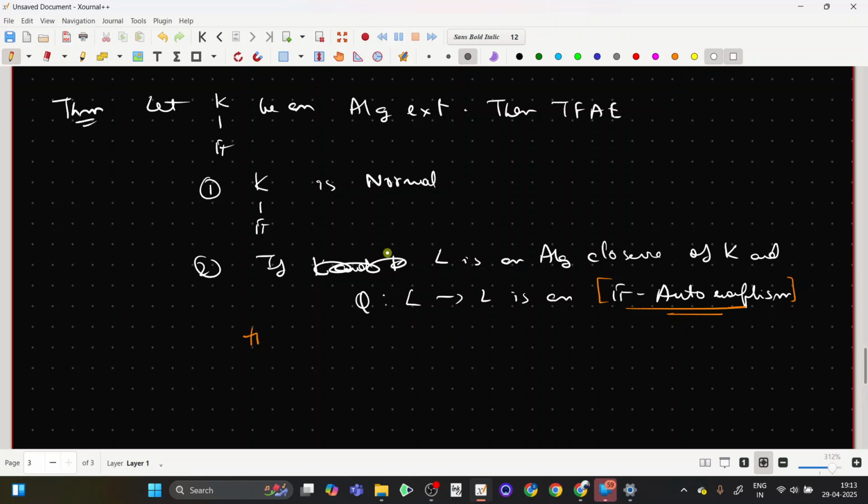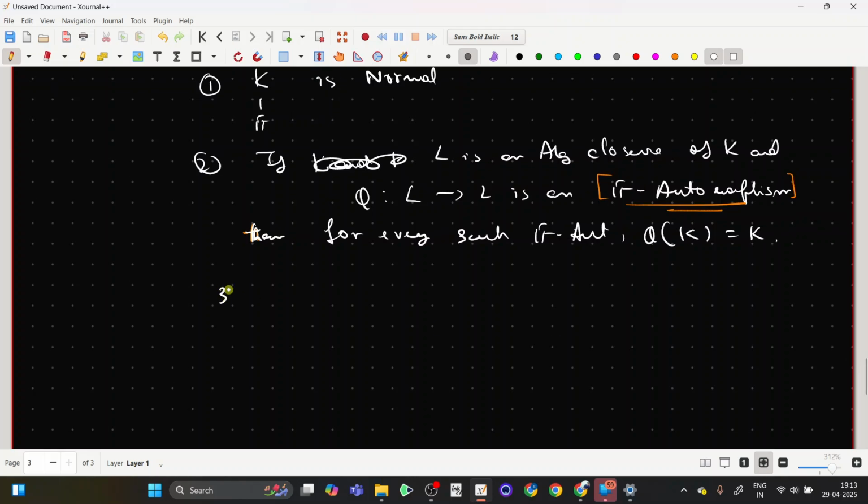Okay, so then for every such F automorphism, this is what is important. For every such F automorphism, phi of K is equal to K. That is, phi maps K to itself. Getting my point?